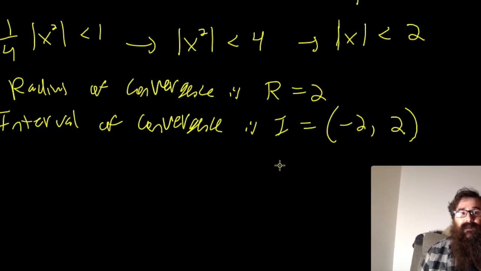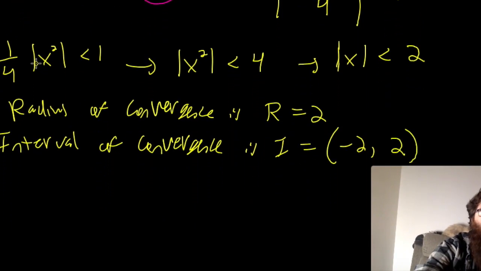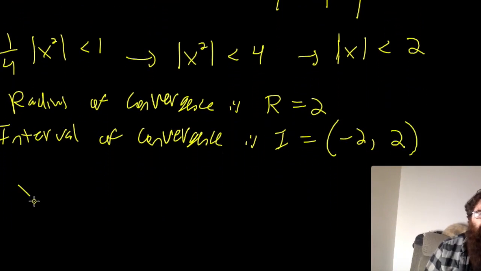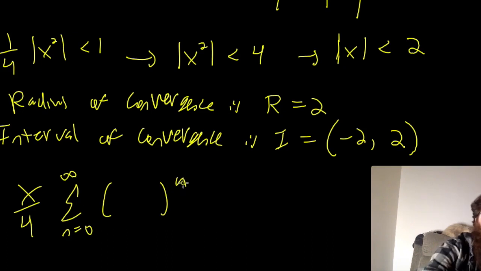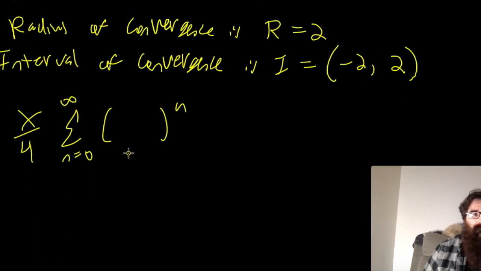And there's one more thing I can do here: I can actually write the power series. Now to write the power series, I don't want to forget about this x over 4 that I had in front. So my power series is going to be x over 4 times the sum from n equals 0 to infinity of stuff to the power of n. And my stuff was this negative x squared over 4.